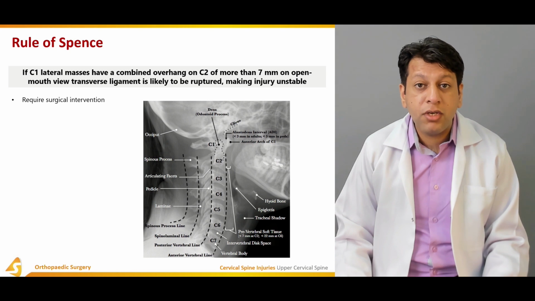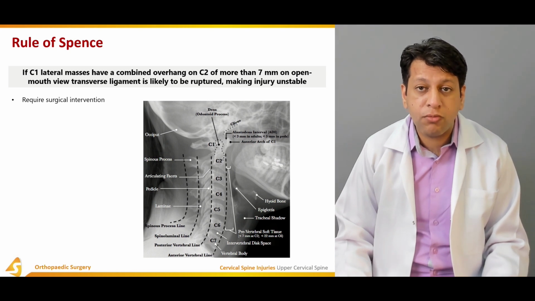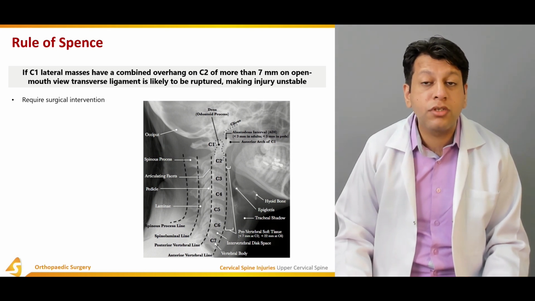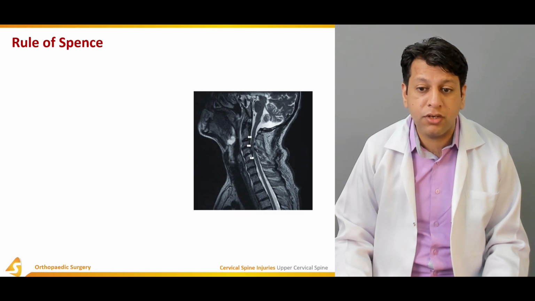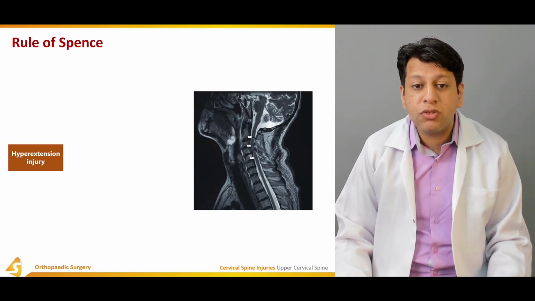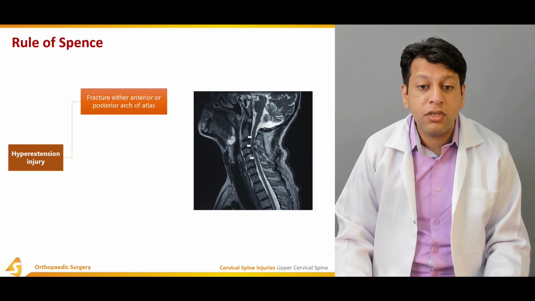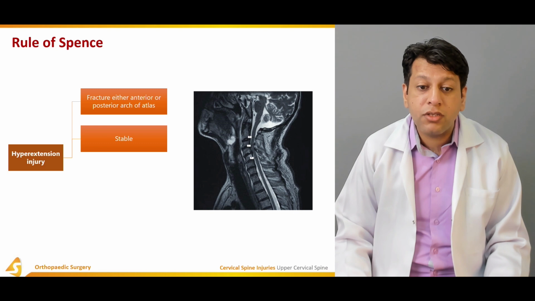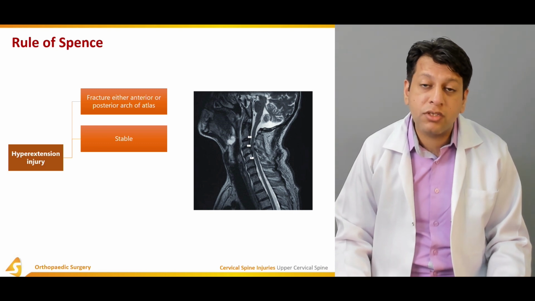Once the transverse ligament is ruptured, the atlanto-dens articulation will be severely compromised, and this requires surgical intervention and stabilization. Now, this could be due to a hyperextension injury, where either the anterior or posterior arch of the atlas is damaged. This could be a stable or unstable injury.